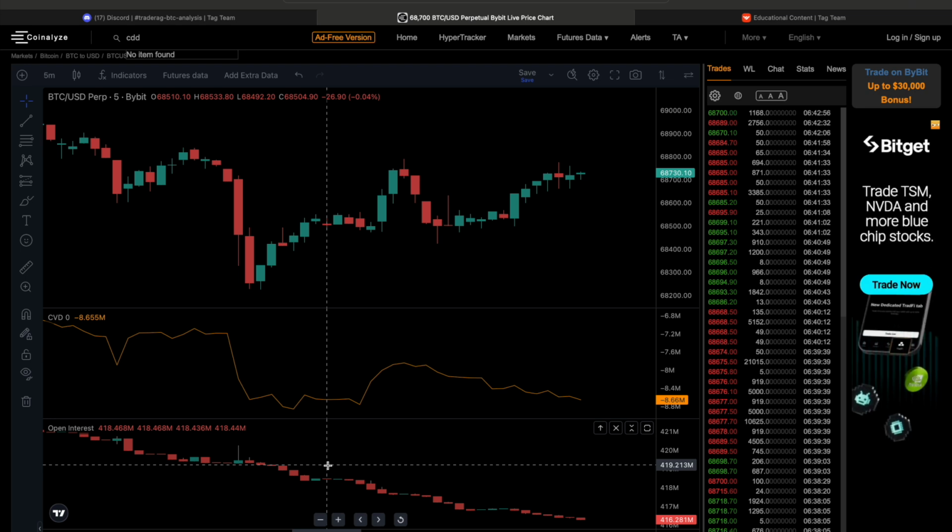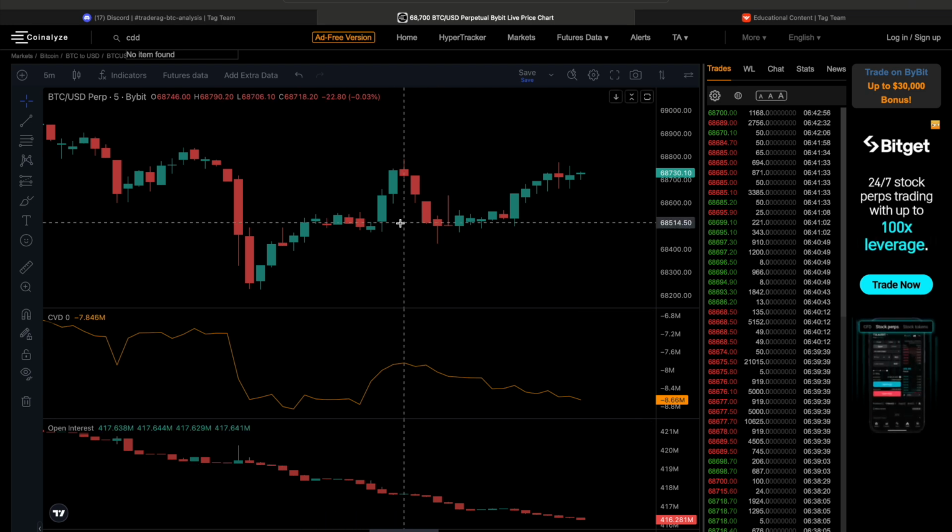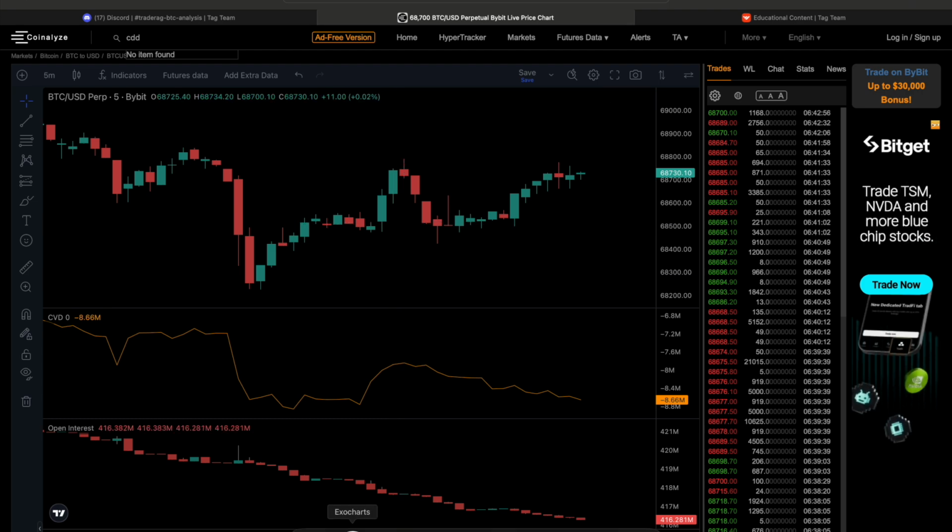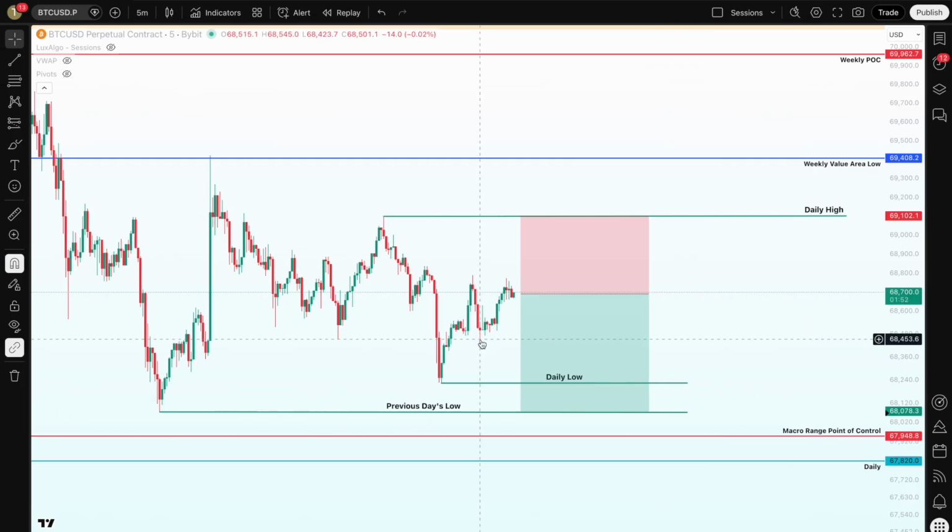So if I'm seeing the people leaving their positions and the CVD is on the bullish side, is it smart for me to take a short position? Well, in my opinion, no, right? I'd rather wait for higher prices. I'd rather see a liquidity level getting run before I take a position.